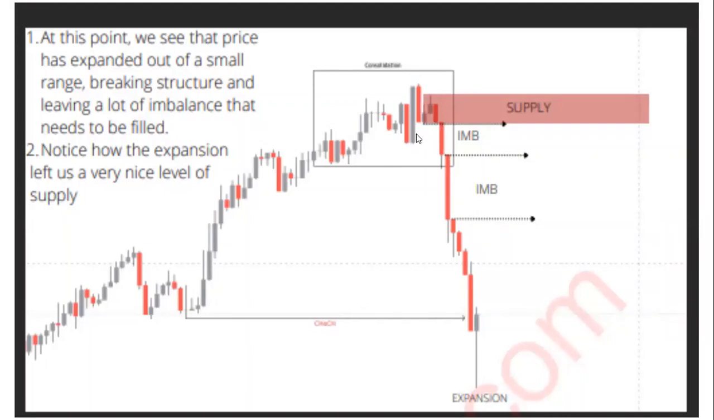Our order block is our buy-to-sell candle. This was the sell candle, right? So this is the buy candle before this impulsive bearish candle, right? So this is our order block. So then it leaves our what? After the order block, we usually find imbalance. So notice how the expansion left us a very nice level of supply. So when the expansion happens, it leaves us with a good supply level whereby we're able to support our order block and also our imbalance.